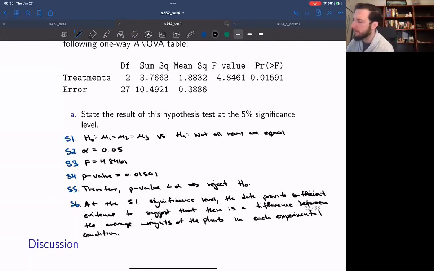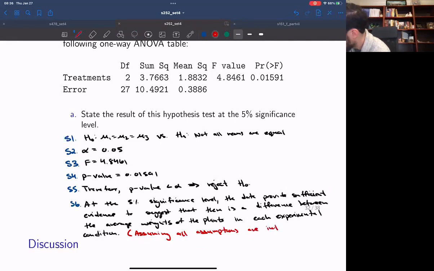And then, of course, the only other thing here is assuming all assumptions hold. Any questions?